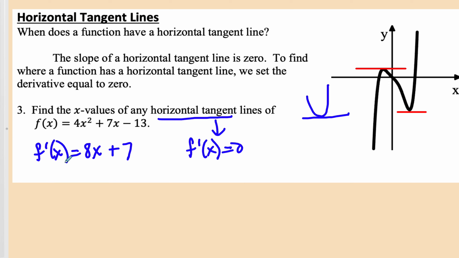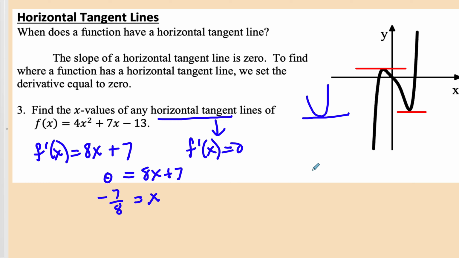So I found the derivative, which is 8x plus 7, and I know I want 0 to be my slope. So I set these two equal to each other. So this is 8x plus 7, and so x will be equal to negative 7/8. So this is the place where the slope will be 0, or horizontal.